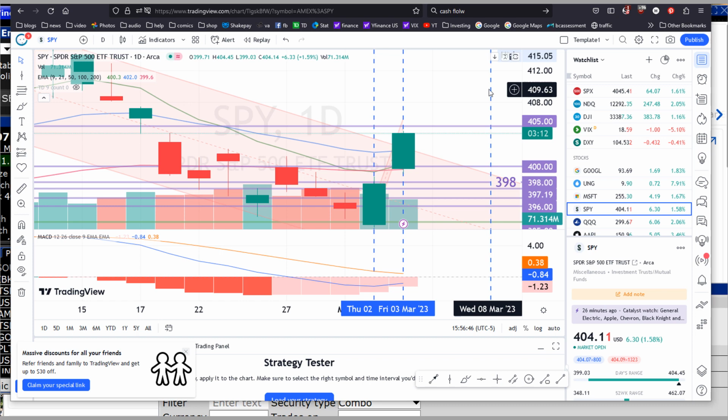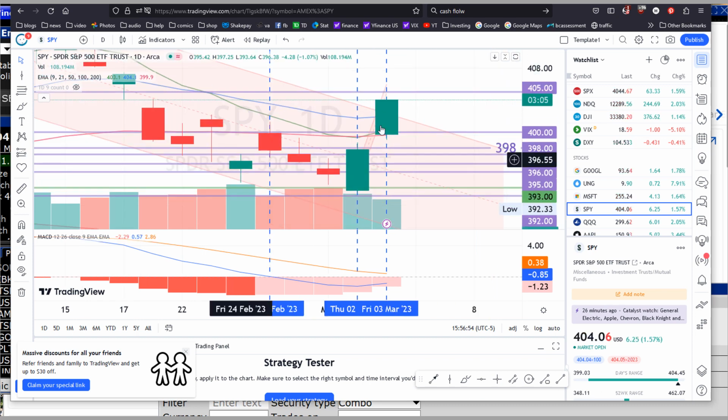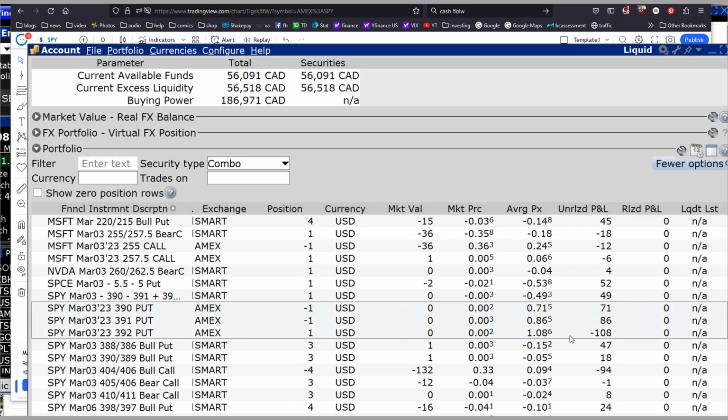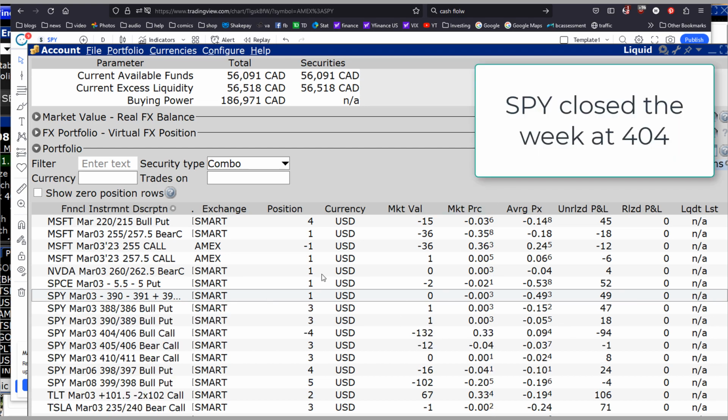So on Monday, which was over here, I said most likely because we've bounced off the 200-day moving average, SPY was going to head higher. Looks like it did. So all of these three options are going to expire out of the money. As you can see, the market price is going to be 0 by the end of today in the next couple minutes. So the total profit will be 49.